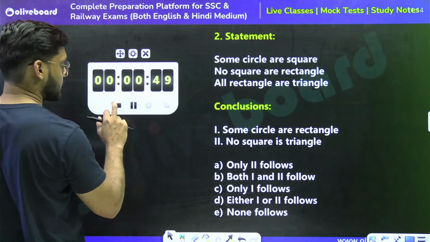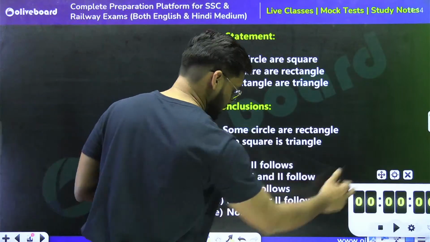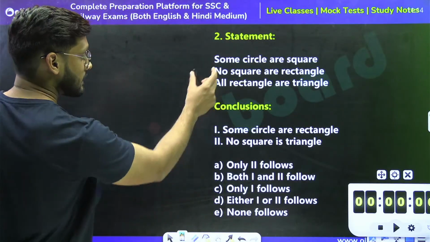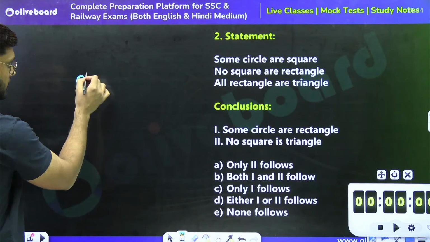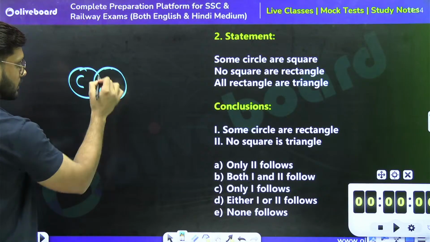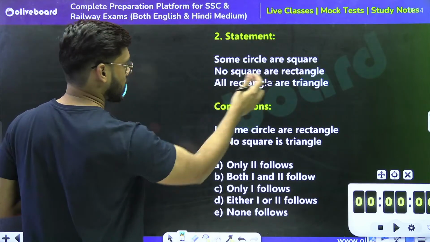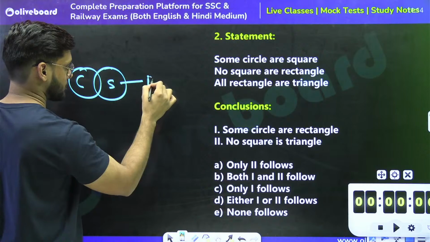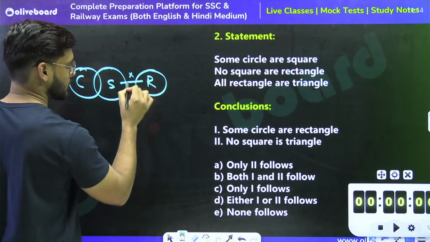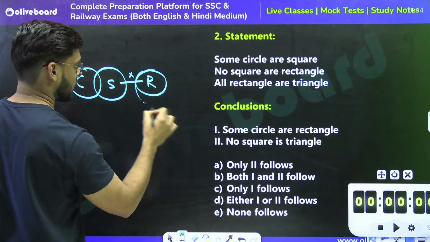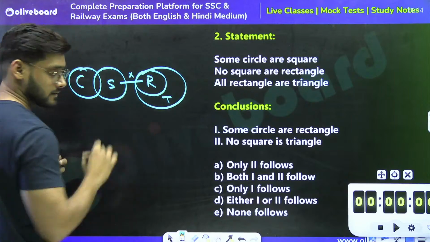Let's see the right answer for this question, my dear friend. The question is: some circle are square. No square are rectangle. All rectangle are triangle. Okay.